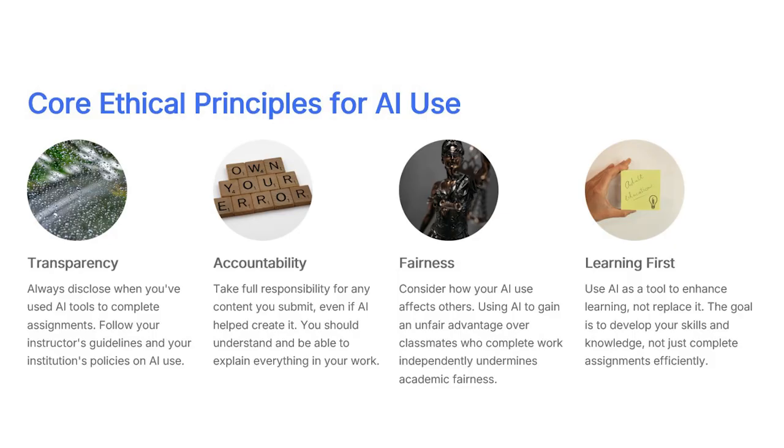So, core ethical principles for AI use. The first one is transparency. Anytime you use AI, especially if you're writing a paper, or if it helps you generate an idea, even if you're using it to study, you want to always disclose when you've used AI tools to complete an assignment. You want to follow your instructor's guidelines. Every instructor should have in their syllabus what they consider appropriate versus inappropriate use of AI in their class.